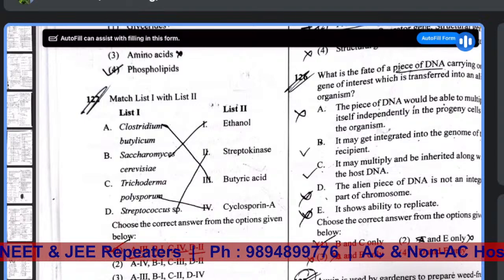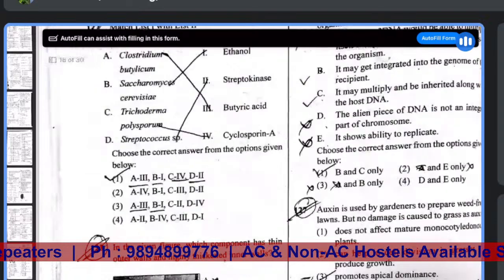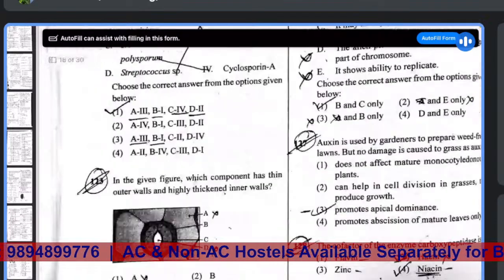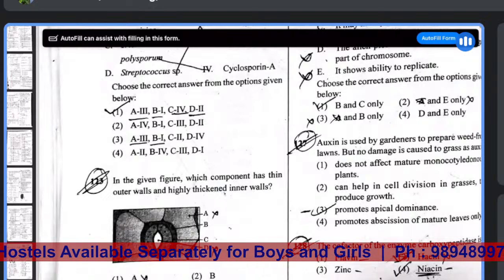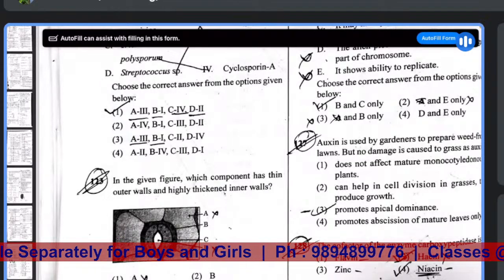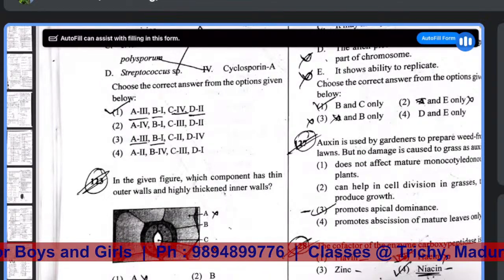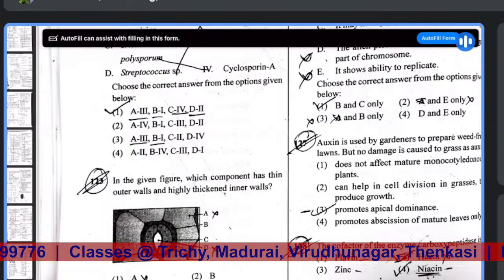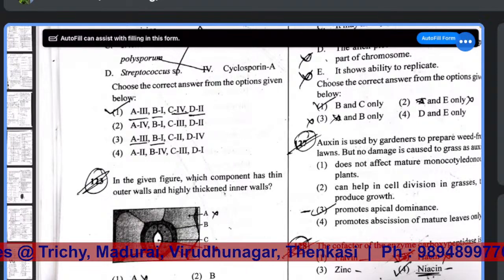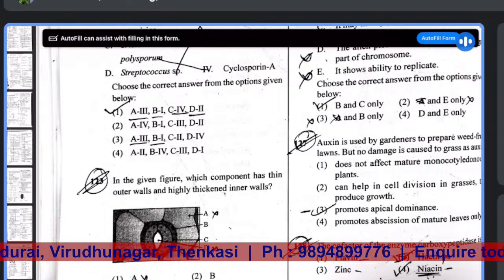Then question number 123. In the given figure, which component has a thin outer wall and highly thickened inner wall? First of all, you have to find out in the stomatal apparatus which cell will be having this kind of setup. Yes, it is your guard cells, right? So for guard cells, you have to say option number 3. So C is the right answer.